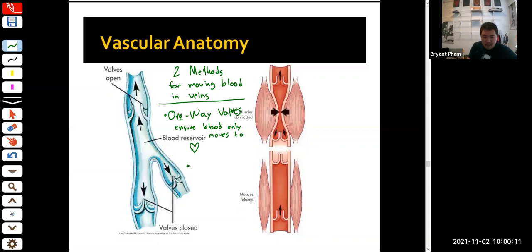Second method is you have a muscle skeletal pump. So you've got blood inside of your vein. Once you contract your muscles, that pushes blood through those one-way valves. And then your one-way valves shut to prevent blood from going backwards. So the musculoskeletal pump moves blood past the valves.